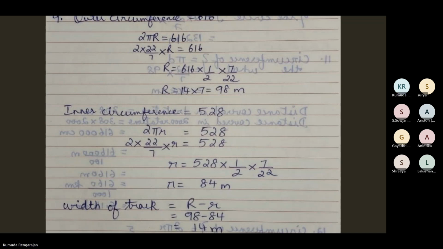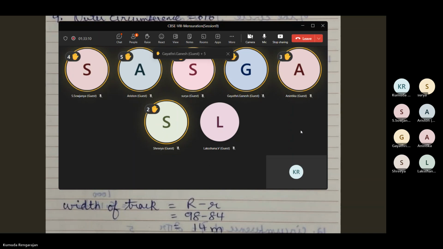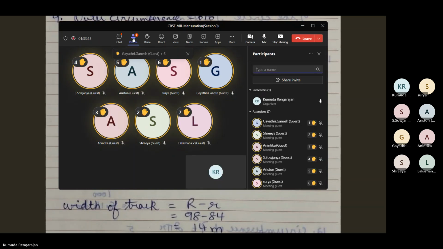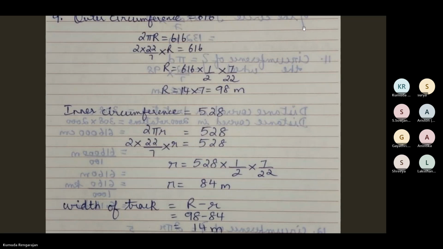Got that? Any questions, students? Done, ma'am. All right. Sure, all of you understood? Surya, Yarni, online students, use the emoji, raise your hand. Okay, Gayatri, Shreya, Anantika, Saujanya, Adistris, and Lakshana. Okay, good. All right, children, very good. Over to the next one.